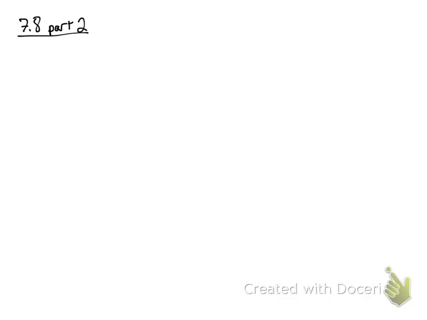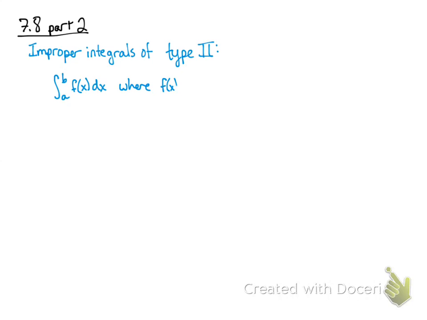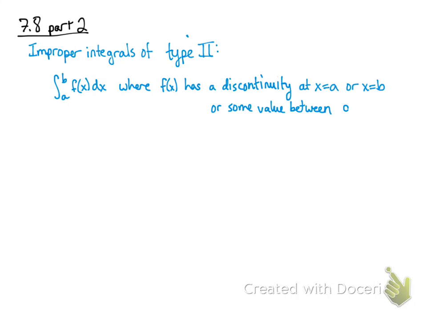Now we're going to talk about the second kind of improper integrals, type 2. Remember, these are integrals where the interval is not infinite, but where the function has a discontinuity. Something goes wrong with the function, either at a or b, the endpoints of integration, or someplace in between. Usually the discontinuity will be an infinite discontinuity, so there will be a vertical asymptote, is the kind of thing we will deal with.